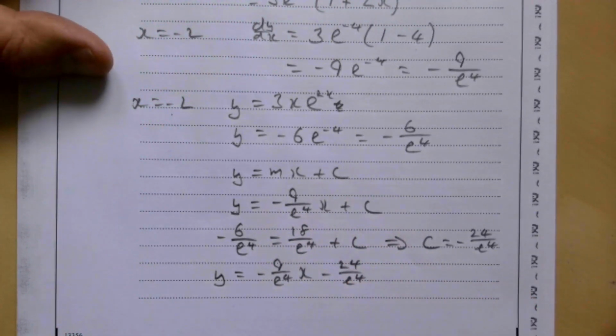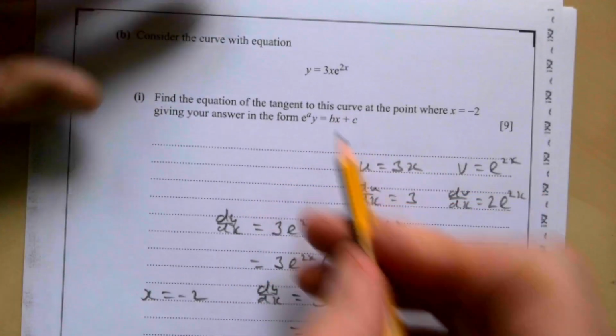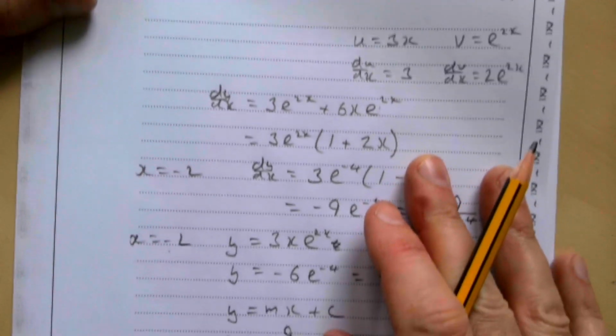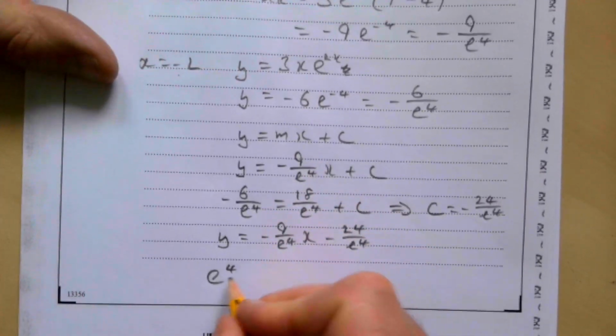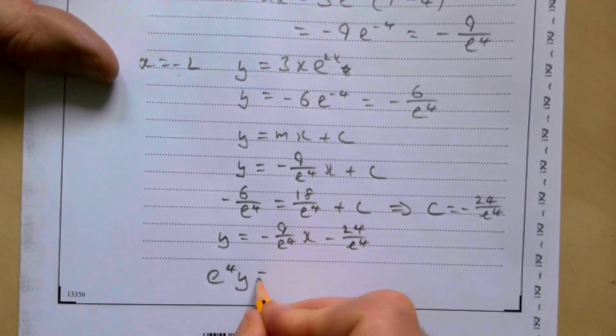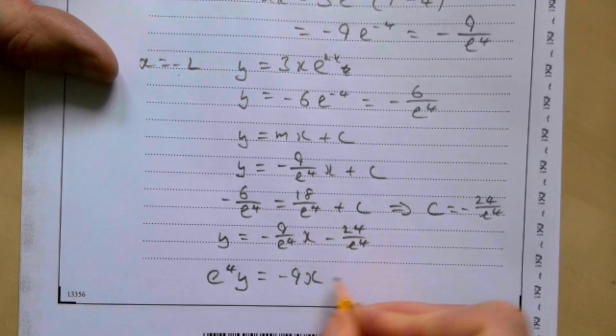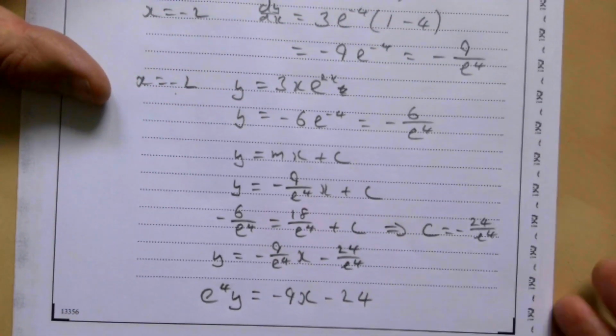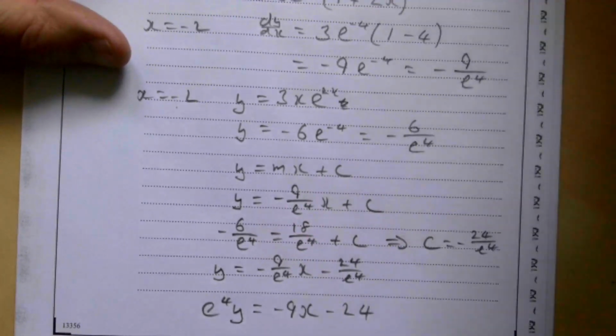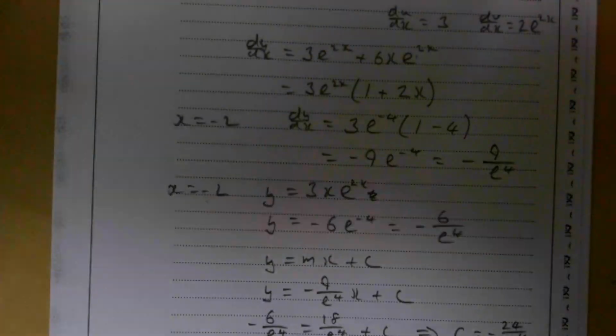And that's effectively me done. However, they want it just in this form here. So I just need to multiply through then by my e to the 4. So that's going to give me e to the 4 y equals minus 9x minus 24. Now, I managed to squeeze it all into one page. There was another page there if required, but that's okay.